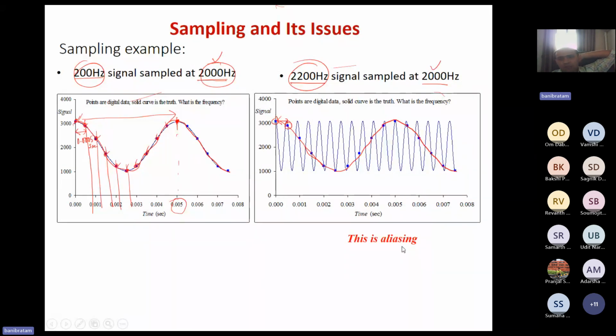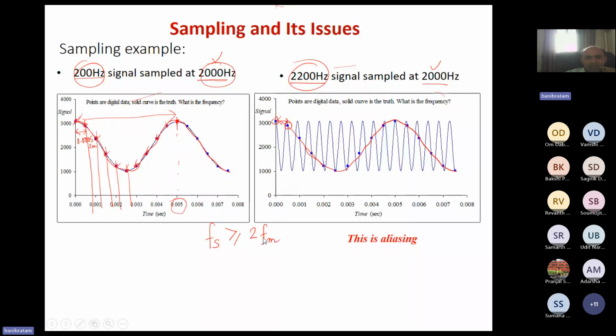This particular phenomenon is called the aliasing phenomenon, where after reconstruction we are not getting the original signal back, rather I am getting some low frequency signal. So to avoid this aliasing phenomenon, what is the minimum sampling frequency I should choose? The minimum sampling frequency, F sample, should be greater than or equal to twice of my FM, is it not?